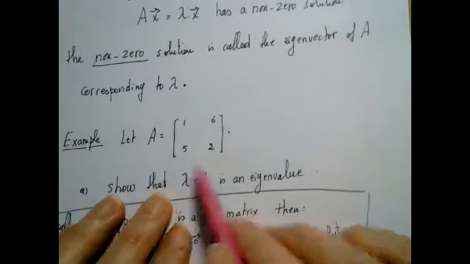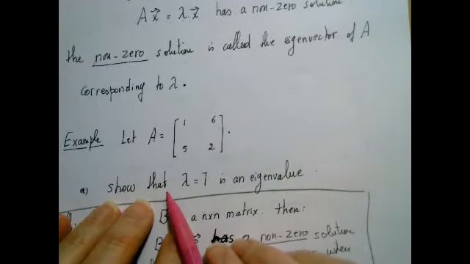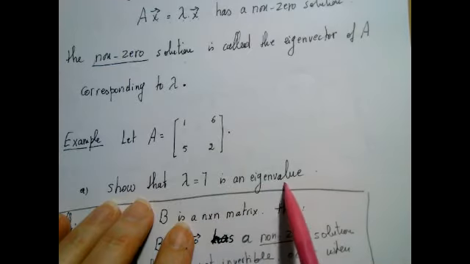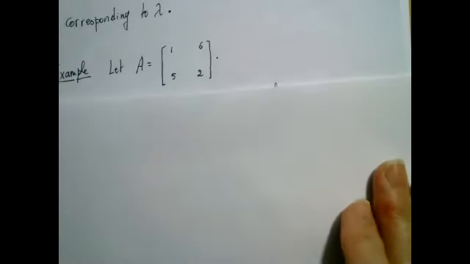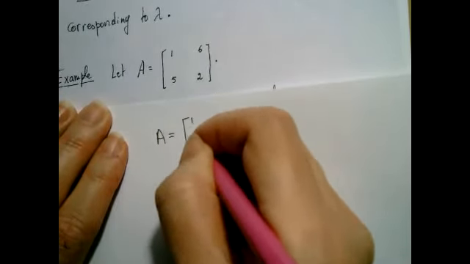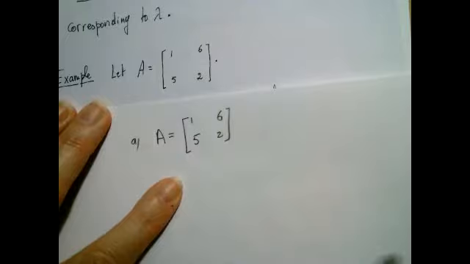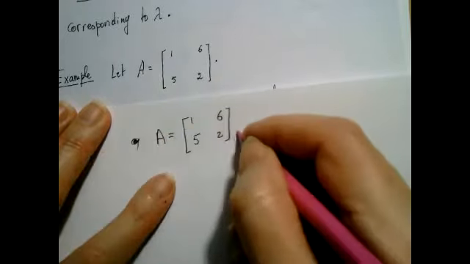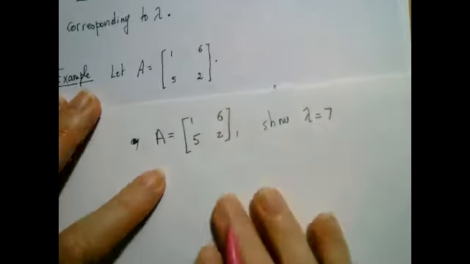Here I have a matrix A, (1, 6; 5, 2). And my question is, show that lambda equals 7 is an eigenvalue. What does this mean, and how are we going to show it? This is going to be the most important part of the lecture, because that's how you're going to understand the whole concept. So this is my matrix A. In the first problem, I asked you to show that this is an eigenvector. So my question now is, show that lambda equal to 7 is an eigenvalue.